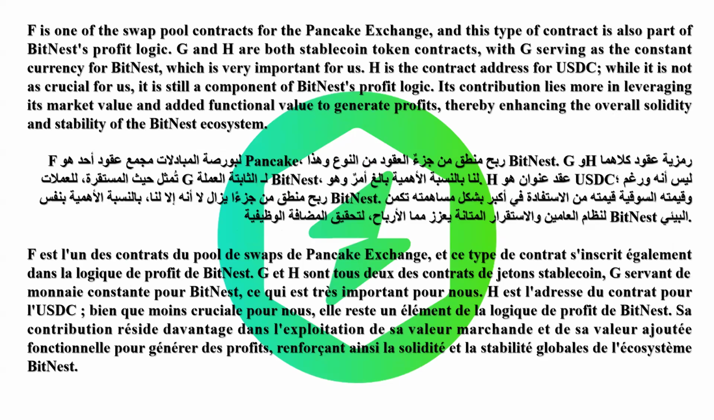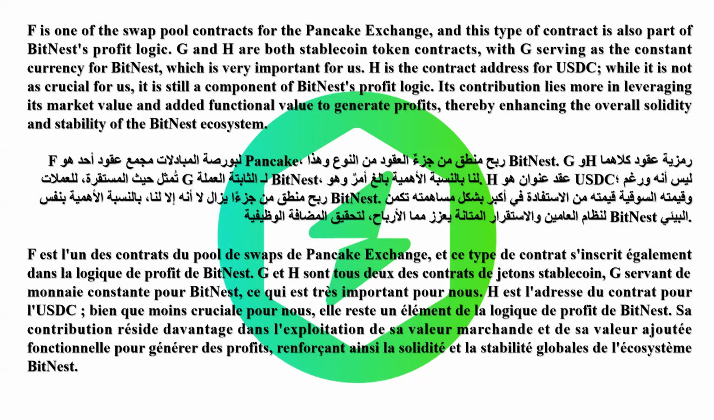Then F is one of the swap pool contracts for the Pancake exchange. And this kind of contract is also part of BitNest's profit logic. G and H are both stablecoin token contracts, all right? With G serving as the constant currency for BitNest. So which is very important for us.